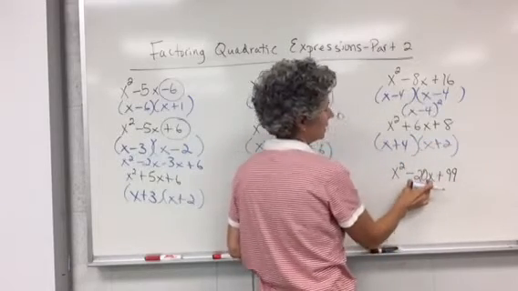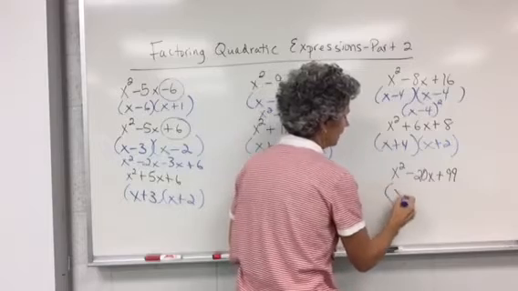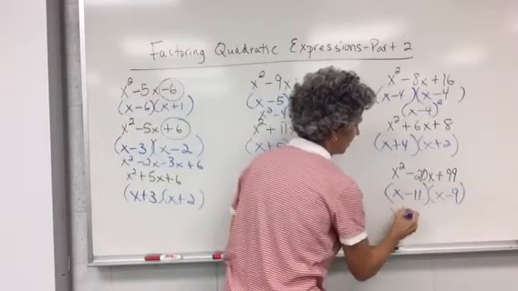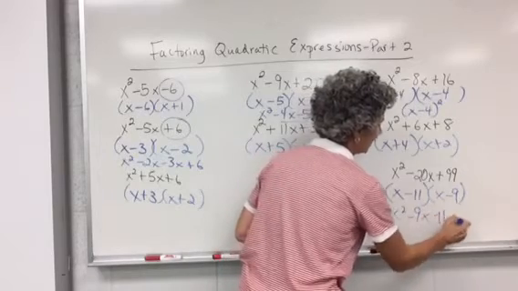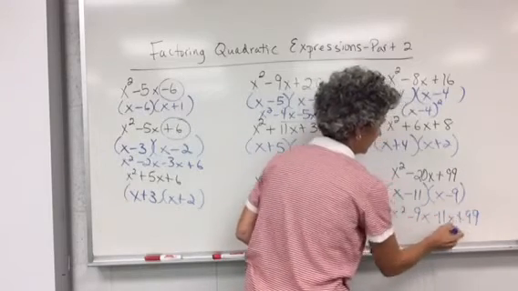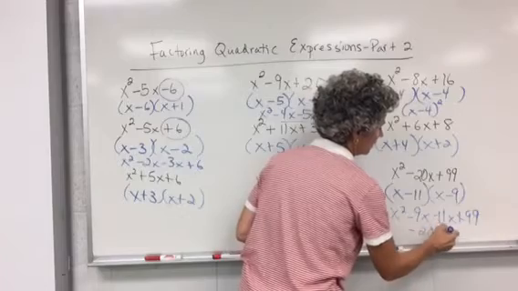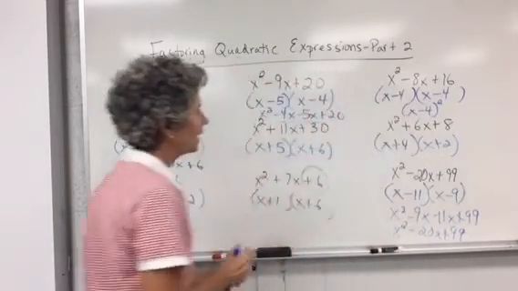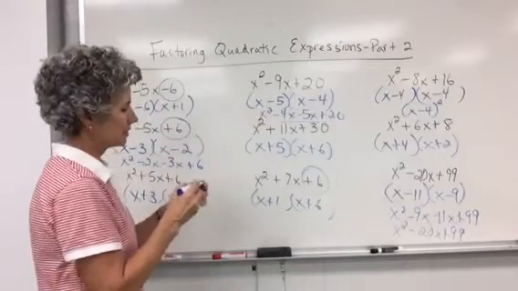Product of 99 and a sum of 20. That would be 11 and 9. So x minus 11 times x minus 9. And we get x squared minus 9x minus 11x plus 99, and there's our minus 20x. So when the last term is positive, your two signs in parentheses will be the same.